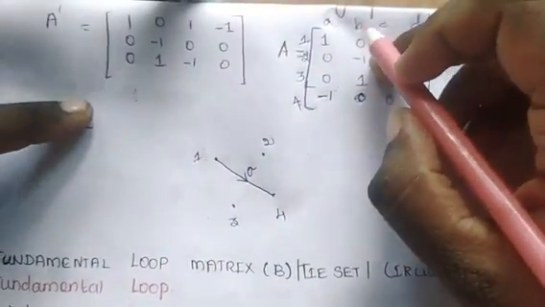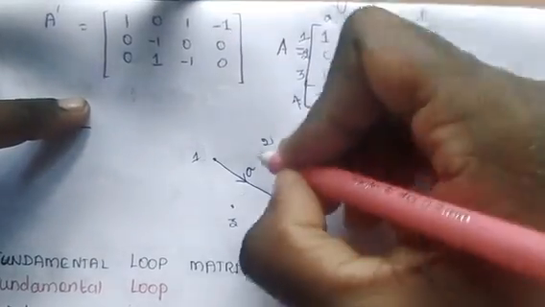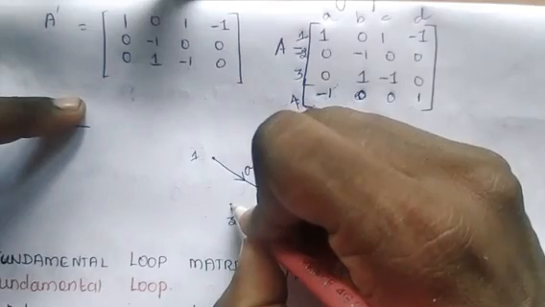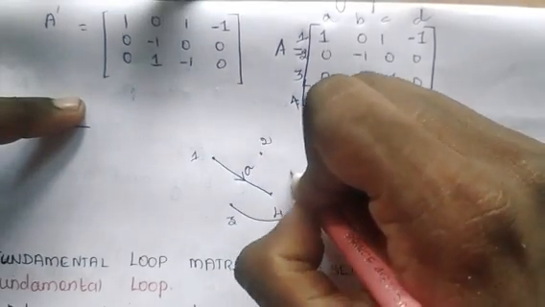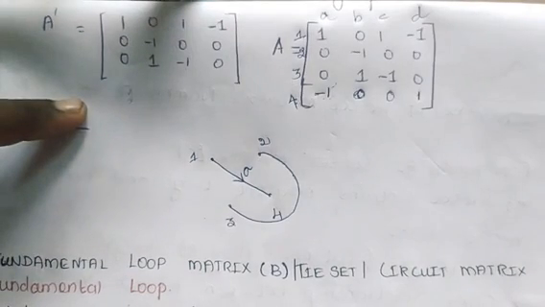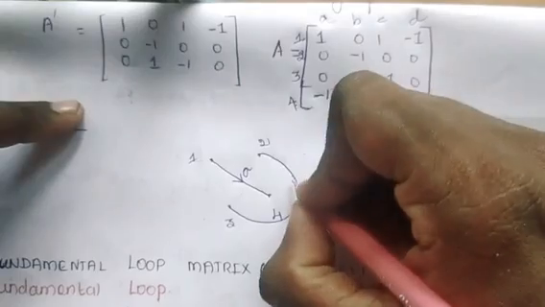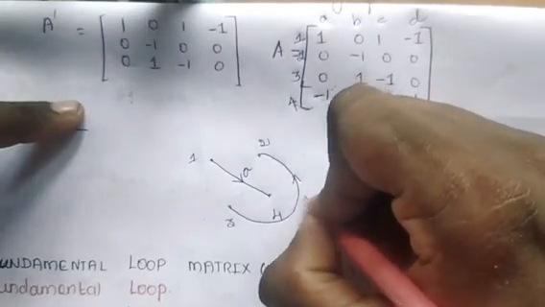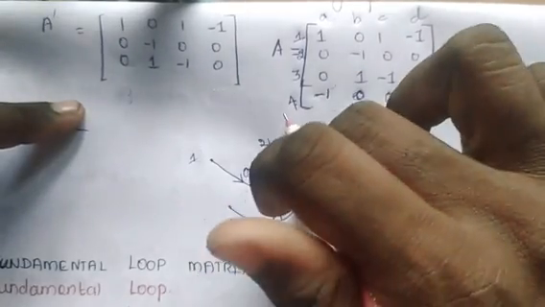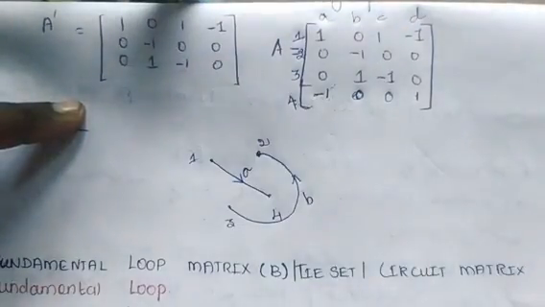And the second column, B, is the branch connected between nodes 2 and 3. I will draw a semicircle here. My branch current B is leaving node 3 and entering node 2. So the B branch current is leaving node 3 and entering node 2.